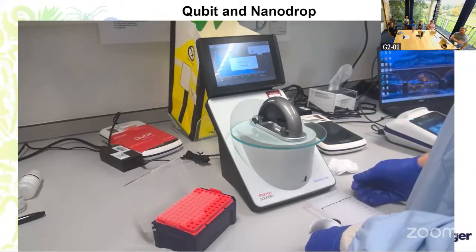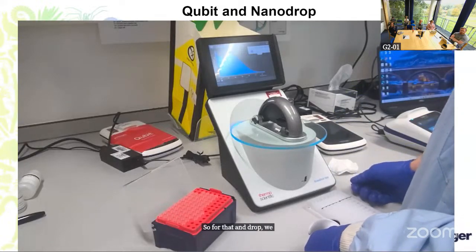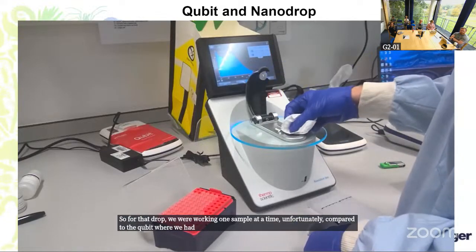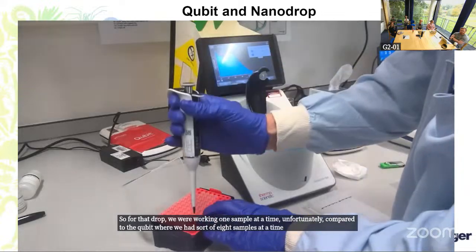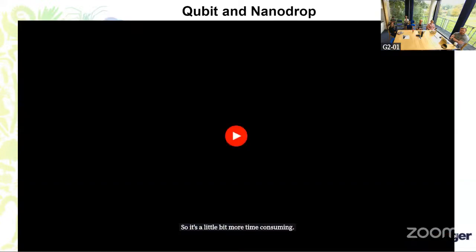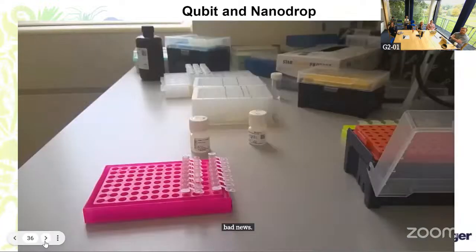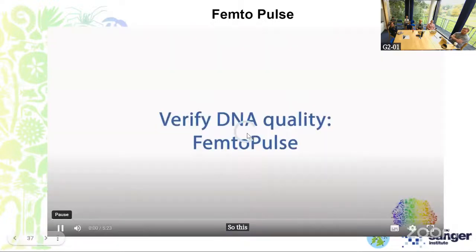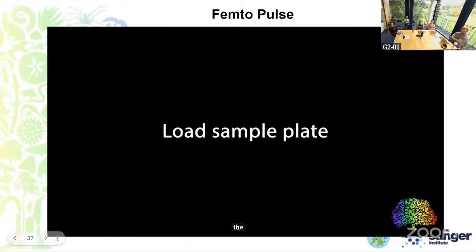So for the NanoDrop, we're working 1 sample at a time, unfortunately, compared to the Qubit where we had 8 samples at a time. So it's a little bit more time consuming, but it gives you good purity values. Okay, and then finally we have what we call the FemtoPulse. So this measures the amount of high molecular weight DNA within your sample.